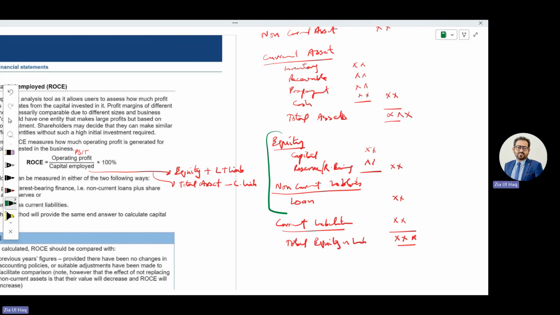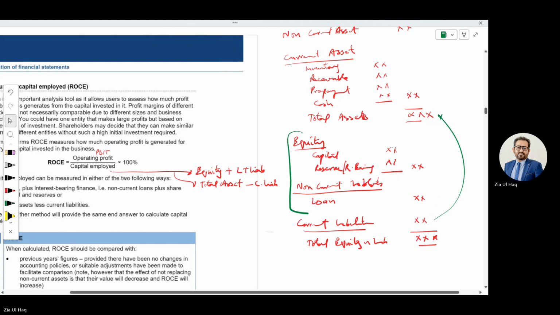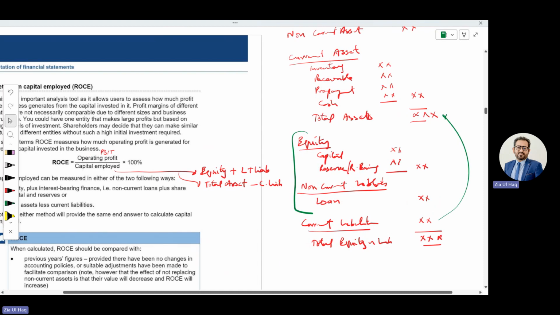And equity, long-term liabilities and current liabilities should be equal to total assets. If we deduct current liabilities from total assets, we will arrive at the capital employed. So in the question, the examiner might have given data about equity and non-current liabilities, or data about total assets and current liabilities. We can still calculate capital employed.